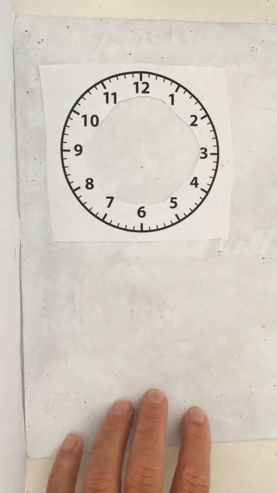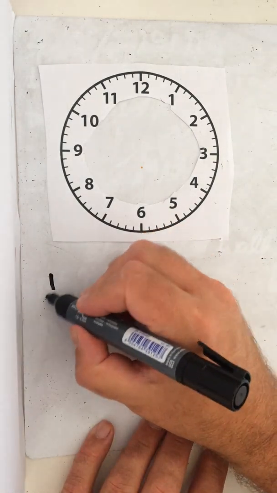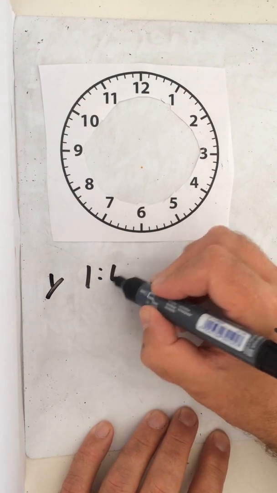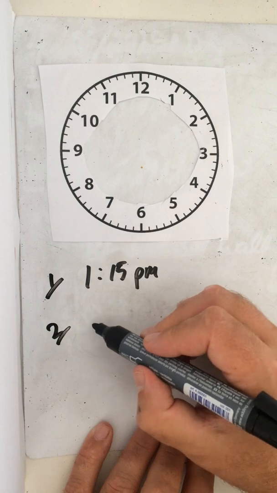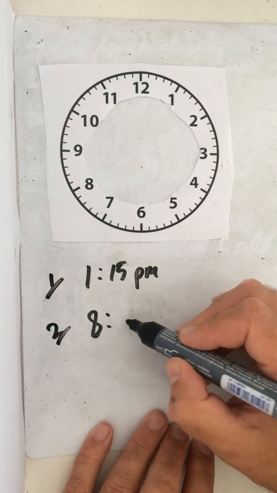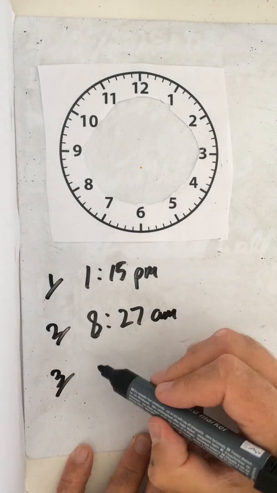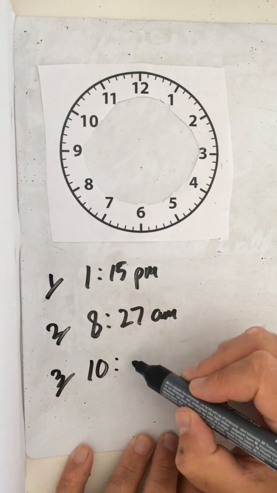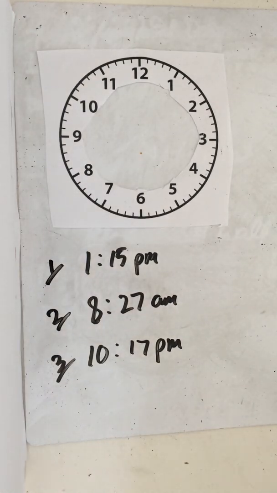I'll tell you what we'll do, I think we'll just have a couple of practices. Can you put these into 24-hour clocks? Number one, 1:15 PM. Number two, have a go at 8:27 AM. And question 3, can you work out 10:17 PM. Pause the video, write those questions out, and afterwards write the 24-hour clock version.